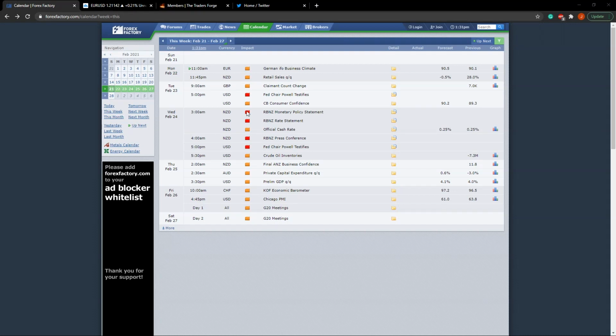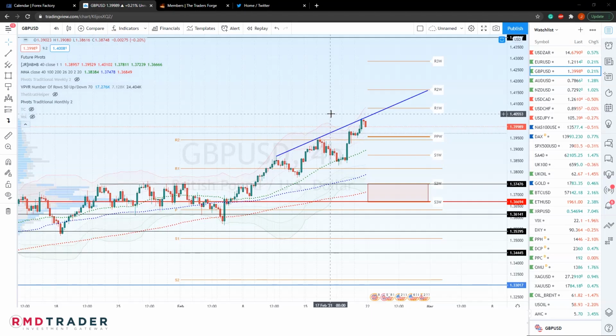We will now have a very brief look at the economic calendar for this week. We can see that we have one high impact news event expected tomorrow at about 5 p.m., and that would be the Federal Chair Powell testifying, and then on Wednesday there's some events affecting the New Zealand dollar, as well as the US dollar, again with the Federal Chair speaking around about 5, and then for the rest of the week we are only expecting medium impact events.